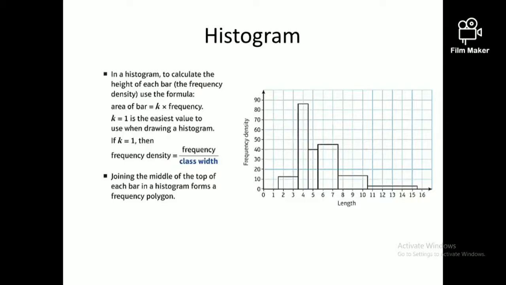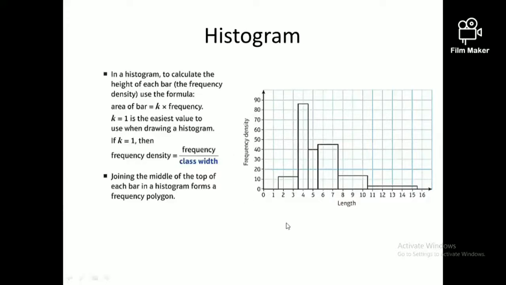Therefore, you cannot keep a gap between the bars unless there is no information. In this example, you can see there is no information from 0 to 1.5. That is the reason no bar has been drawn. Other than that, you cannot keep a gap between these bars. That's the difference between a histogram and a bar chart, right?